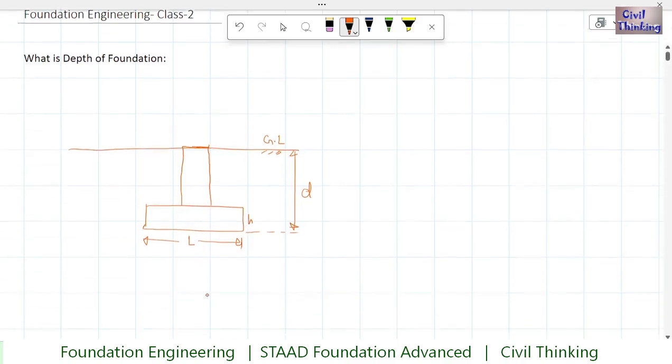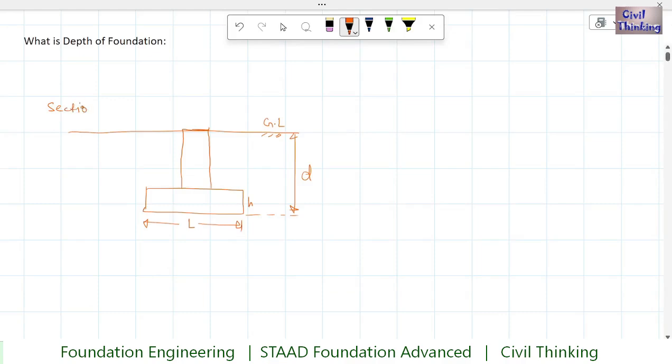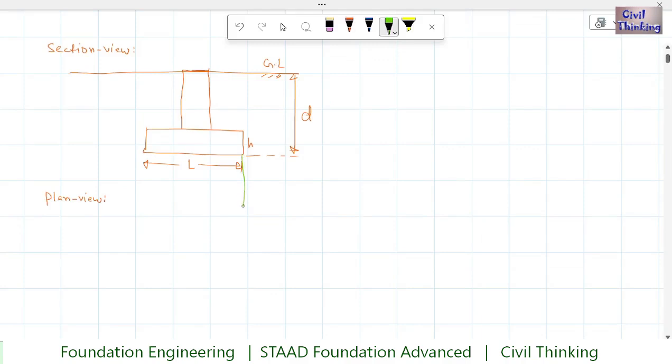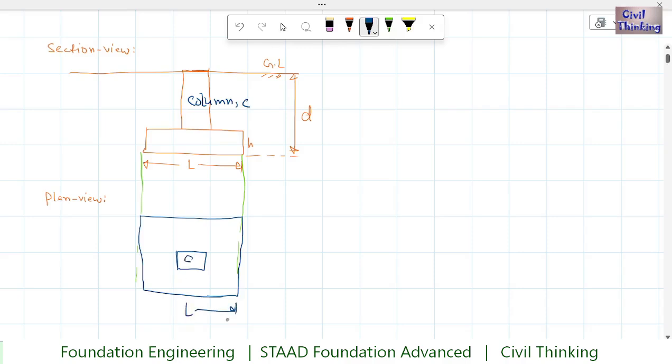This is the section view, and in the plan view we can see more things. If I draw a plan of this, this is the plan view of this footing or foundation. By the way, this is an isolated footing. Here this is our column. This is the length of the footing or length of the foundation. This is the width of this foundation.